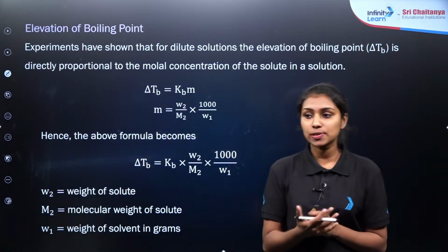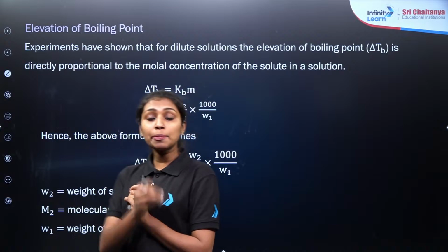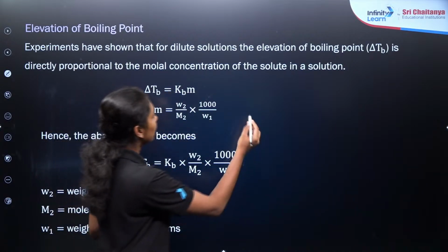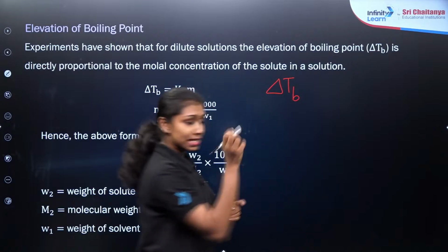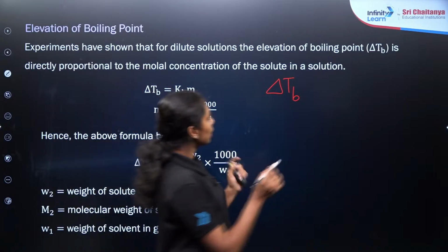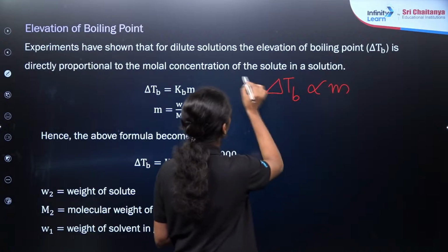In the case of dilute solutions, the experiments show that it is directly proportional to the molality. For example, if I take the elevation of boiling point as delta TB, the change in boiling point, it is proportional to the molality of the solute.